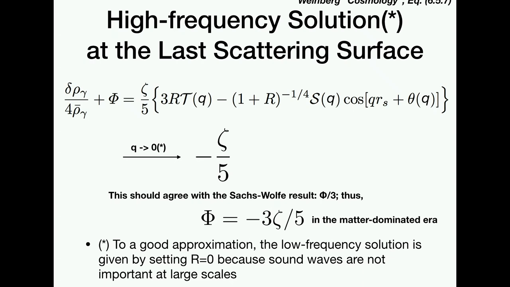This should agree with 1/3 of 5, sorry, this thing goes to minus zeta over 5, this conservative quantity on our large angular scales. This should agree with phi over 3, which means phi ought to be minus 3 zeta divided by 5. This is a useful formula to remember when you hear Professor Cleven's lecture on inflation next week. So you might as well take a note of that.